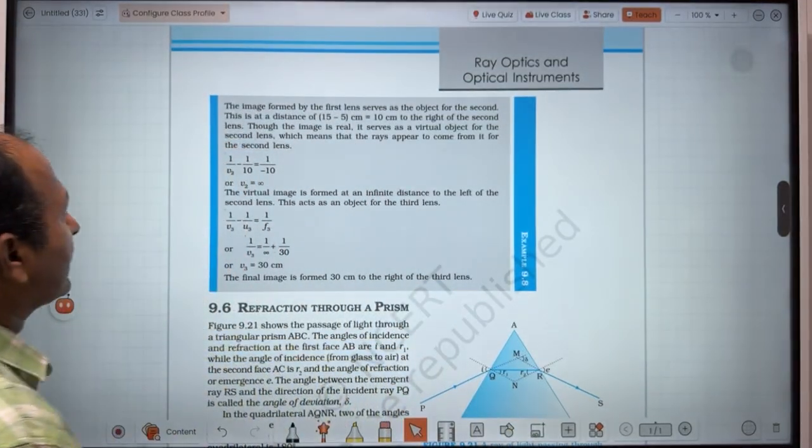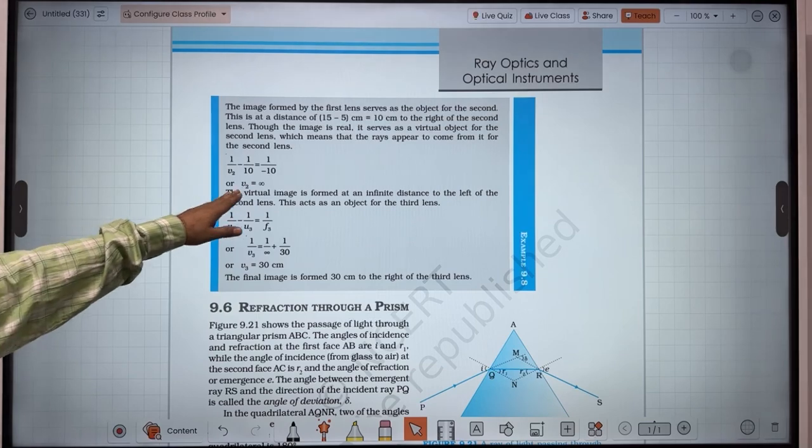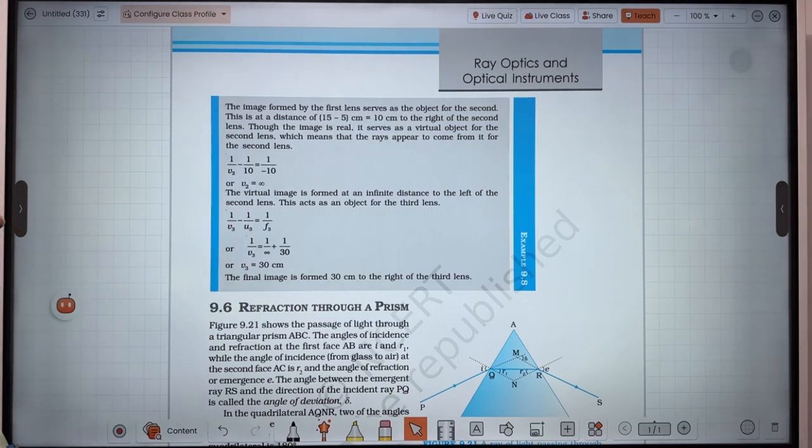If we do the calculation this time, then what do we get? We are getting v2 equal to infinity, right? If v2 equal to infinity, then the third case is simple.